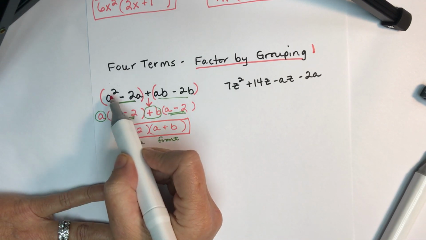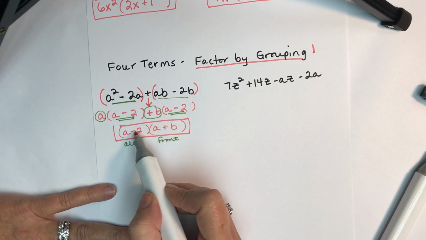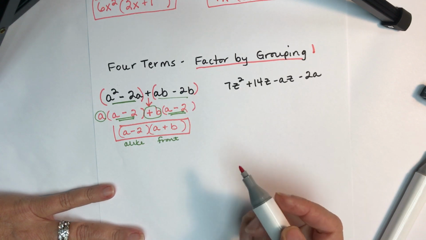You can check yourself by multiplying it back out. A times a is a squared. A times b is ab. Negative 2 times a is negative 2a. And negative 2 times b is negative 2b.